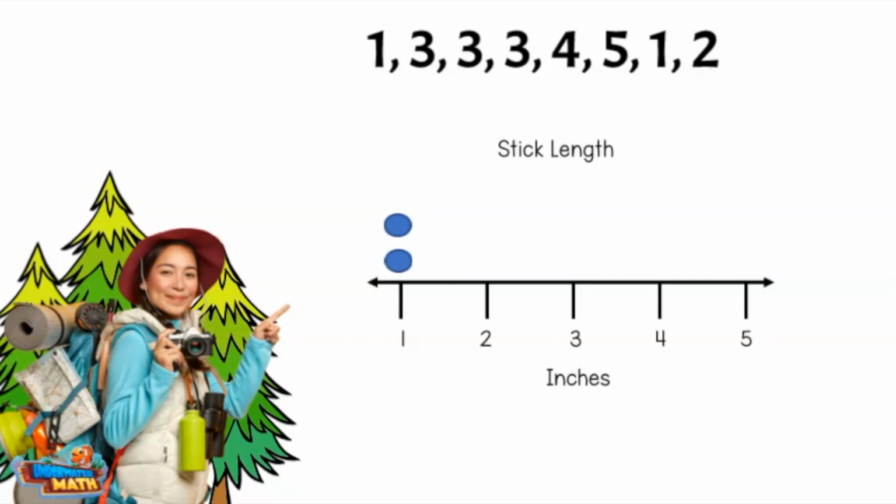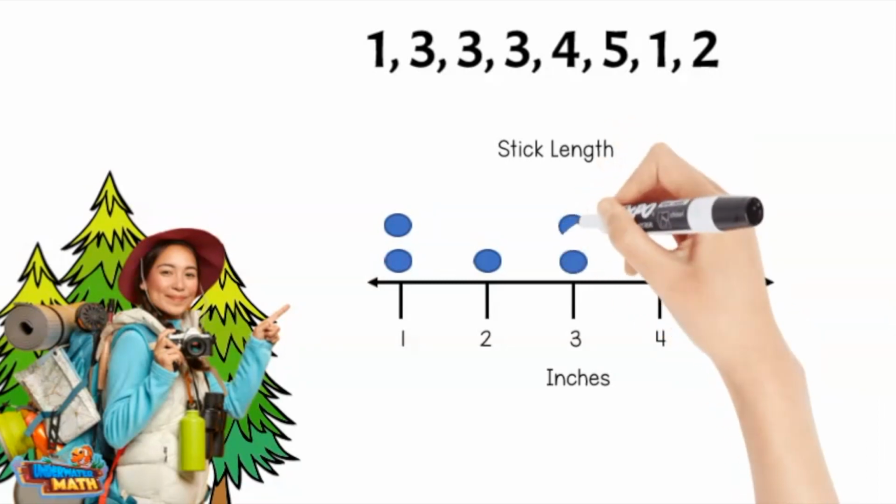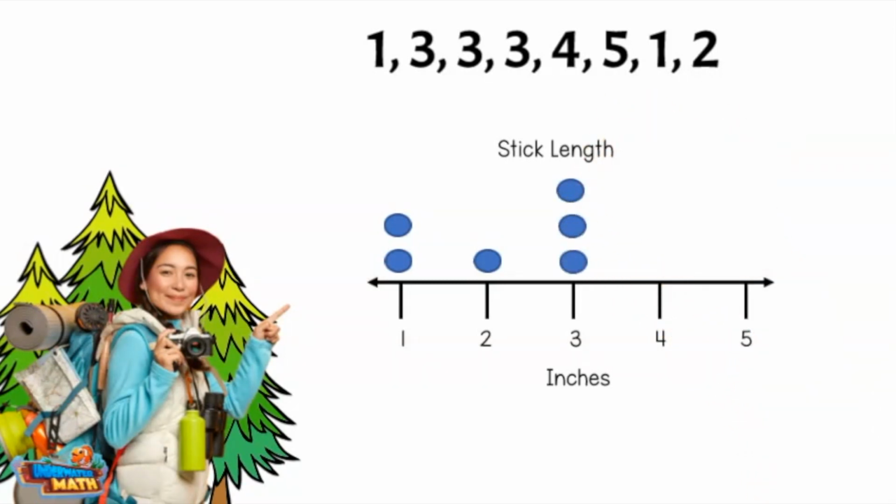There is 1 two. 1 dot here. There are 3 threes, 3 dots here. There is 1 four and 1 five. The measurements of the sticks are shown on this line plot.